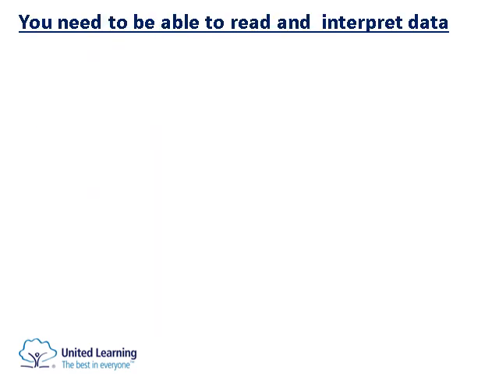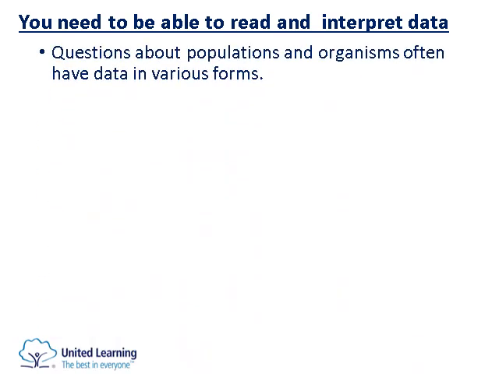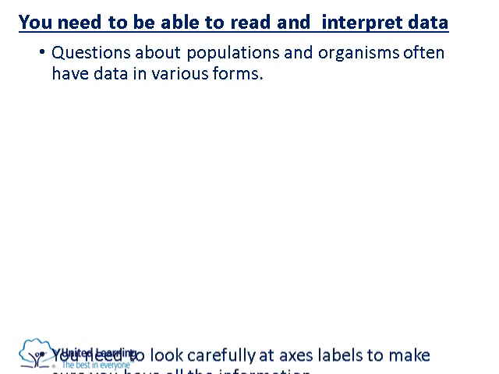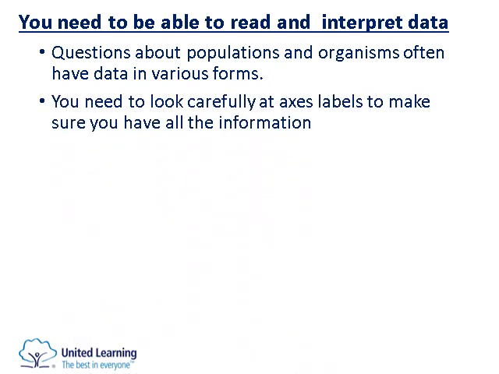So now we need to move on to our final skill, which is being able to read and interpret data we are given about ecosystems. So questions can have data in different forms. You can have a chart, a table, a graph. You always need to look carefully at the axes labels to make sure you have all the information you need. That is the skill that you should have been using all the way throughout Year 10 so far.